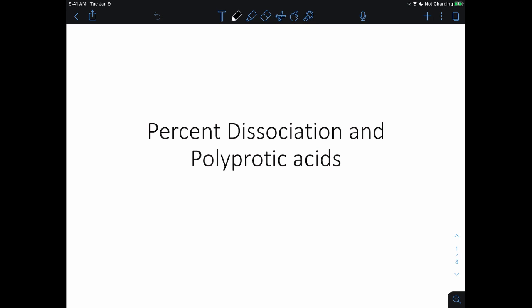Hey everybody, so today we're going to be talking about a little extra variation here about weak acids. And what we're going to talk about today is the percent dissociation and some information about polyprotic acids. Now, percent dissociation doesn't only work for weak acids, it also works for weak bases. But a little variation here, rather than just finding the pH. So here we go.